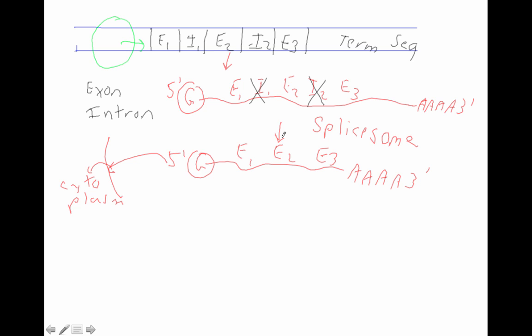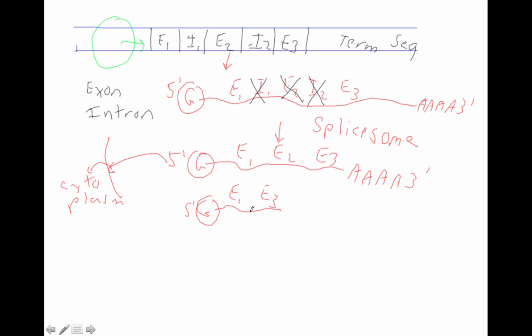What we know sometimes will happen now is that in some cell types, it will also remove exon 2. It'll remove all 3 of these. When that happens, what you make is a different kind of messenger RNA. And that contains just E1 and E3. We don't have E2 anymore. It's just been cut away.